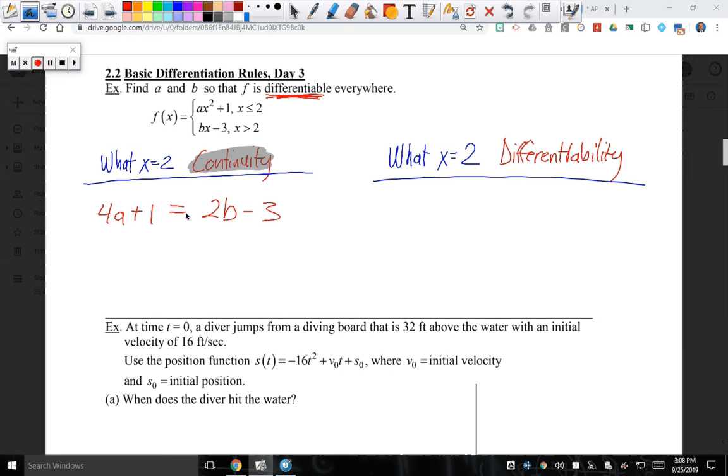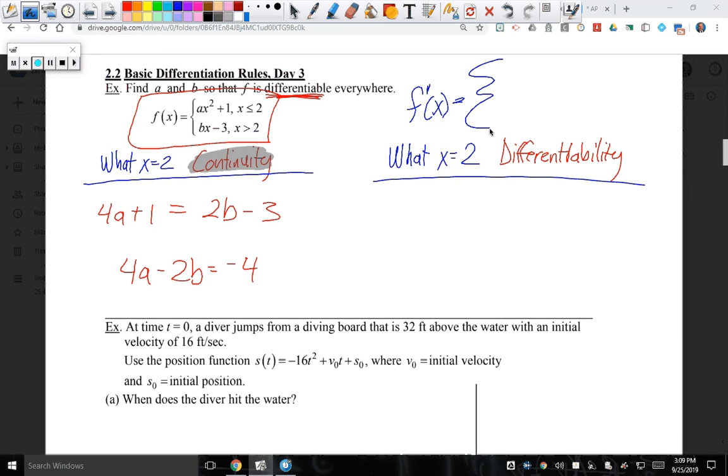Okay, here we go. So now let's create a small little system of equations. This would be 4a minus 2b is equal to negative 4. Okay, let's come over here on differentiability. Differentiability, you're going to use this, but you have to first get the piecewise function for the derivative. So we're going to find what is the piecewise function f prime of x. What's f prime of x?